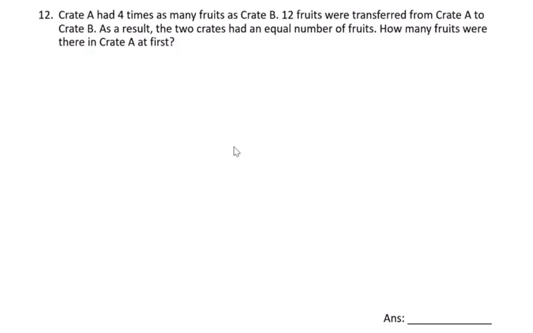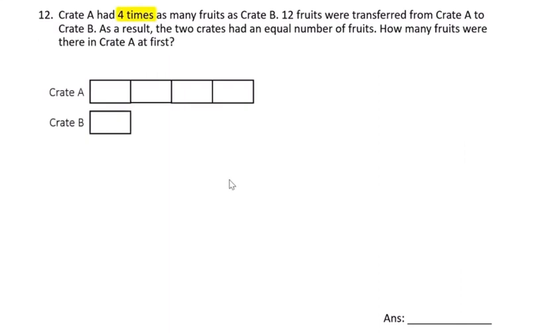Question 12. A has 4 times as many fruits as B. So A, 4 units, B, 1 unit. 12 fruits were transferred from A to B. And as a result, the 2 crates equal. So if you look at the difference here, the difference is 3 units. You see, straight away you can see. Or if you don't know, you just write this down. 4U minus 1U, 3U. So 3 units is actually the difference.